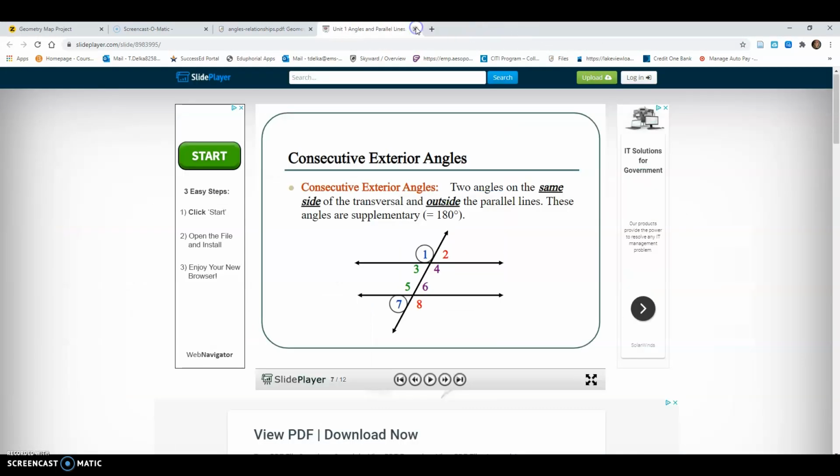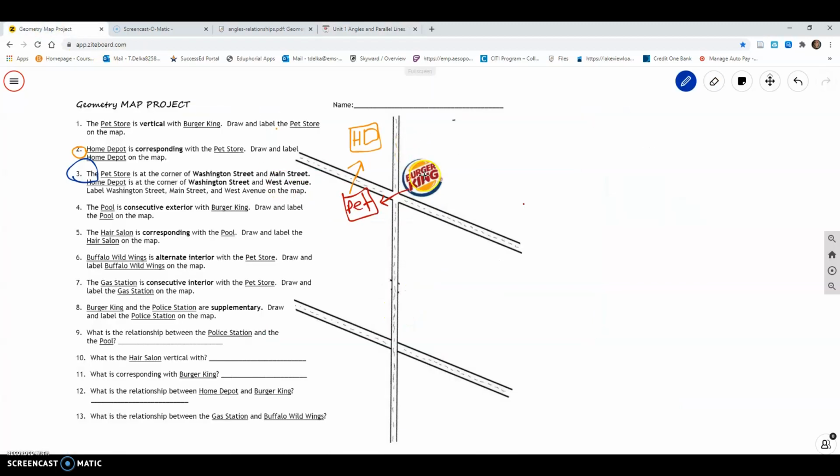Let's look at our image. So here and here. So it's here and here. Okay, consecutive. All right, the pool is blue. So we're going to go ahead and do blue for the pool.